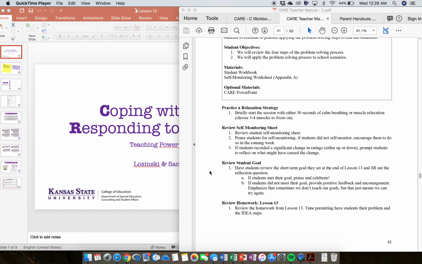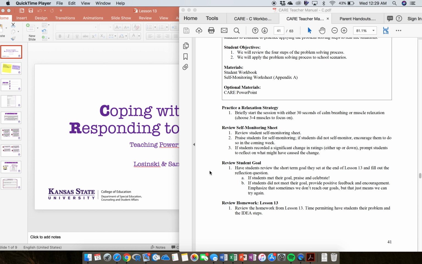We are also going to start this final lesson the same way we've been starting all of our lessons. We're going to practice a relaxation strategy. So have students either practice 30 seconds of calm breathing or muscle relaxation, then review that self-monitoring sheet that students have been filling out every day, and look for changes in their ratings.